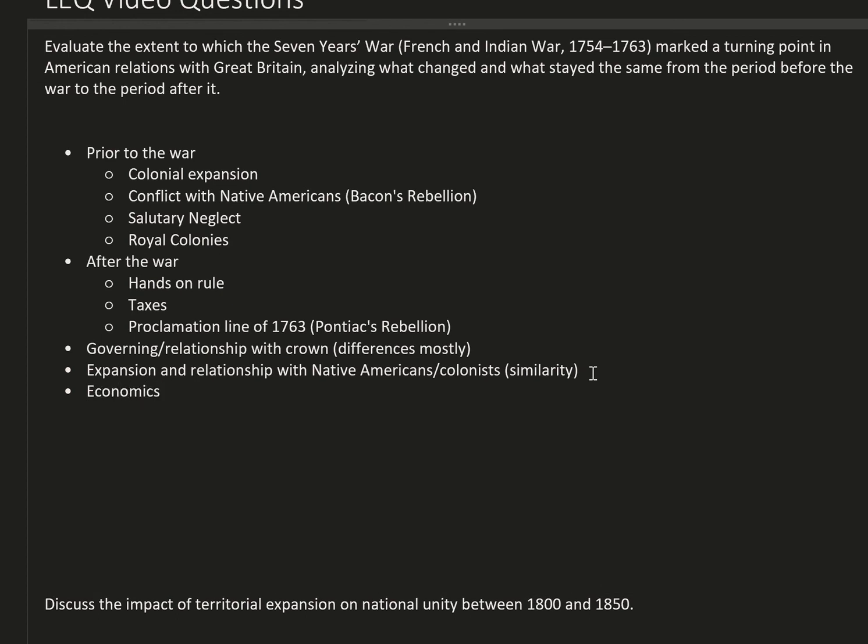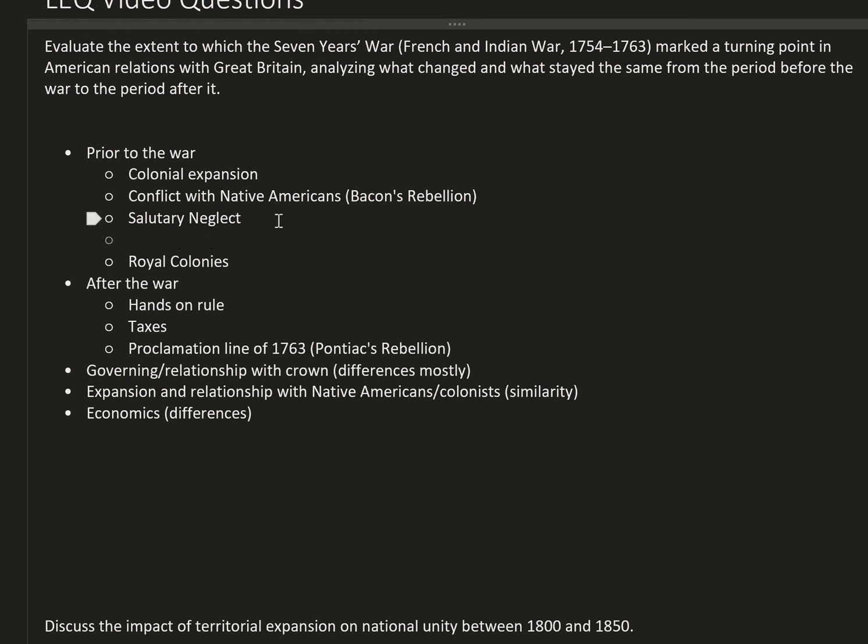And then have a paragraph talking a little bit about economics. So look at, yes, there was some trading, some taxes prior to the war, but then after the war, we have all of these taxes, we have all of these acts. Prior to the war, we can talk about the Navigation Acts to try and keep the trade in, but there's not as many super direct taxes like there are after.